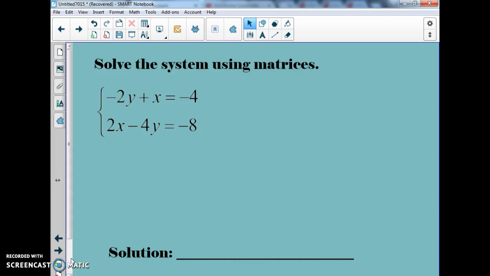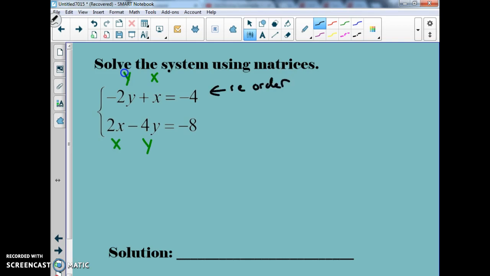All right, so we're going to take a look at this example now. I've got negative 2y plus x is equal to negative 4, and 2x minus 4y is equal to negative 8. Now, if you're looking at this problem before you attack it, you notice that I have y and then x on the first equation, and then I have x and y on the second equation. So I need to reorder this first equation. We should have both of them in the order of x and y, not y and x.